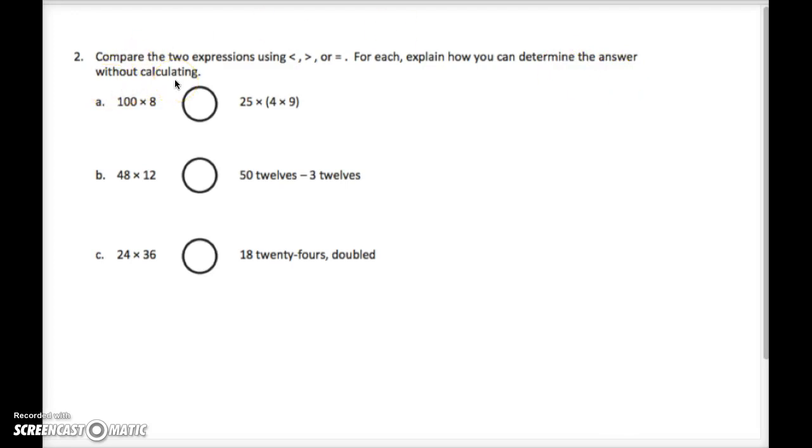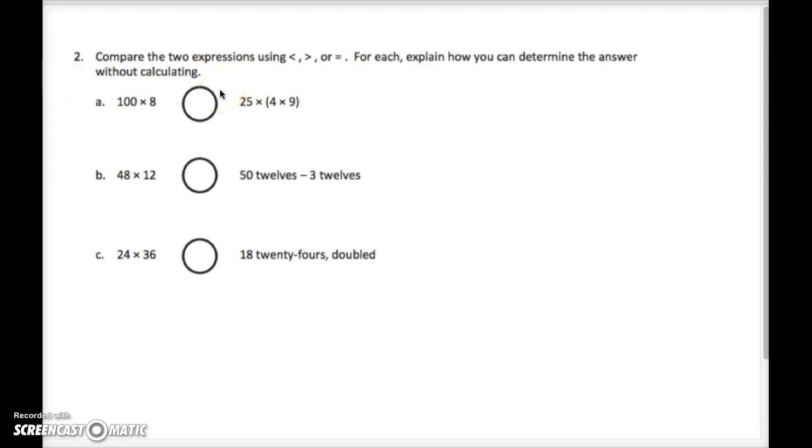So for those of you who actually multiplied out 100 times 8, or you multiplied 4 times 9 and then multiplied it by 25, and you got your answer, and you said, oh, this one is bigger than the other one, or these are the same, because these are what they're worth. This is the value of these expressions. That's why you would have gotten it wrong, because it specifically says in the directions without calculating.